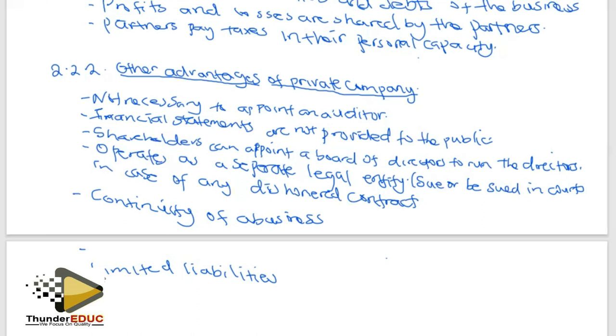So if a business faces any losses, it's only the assets, the cash, the capital that was contributed that is affected, but not even the assets of the shareholder that is not within the business, unlike unlimited liability.